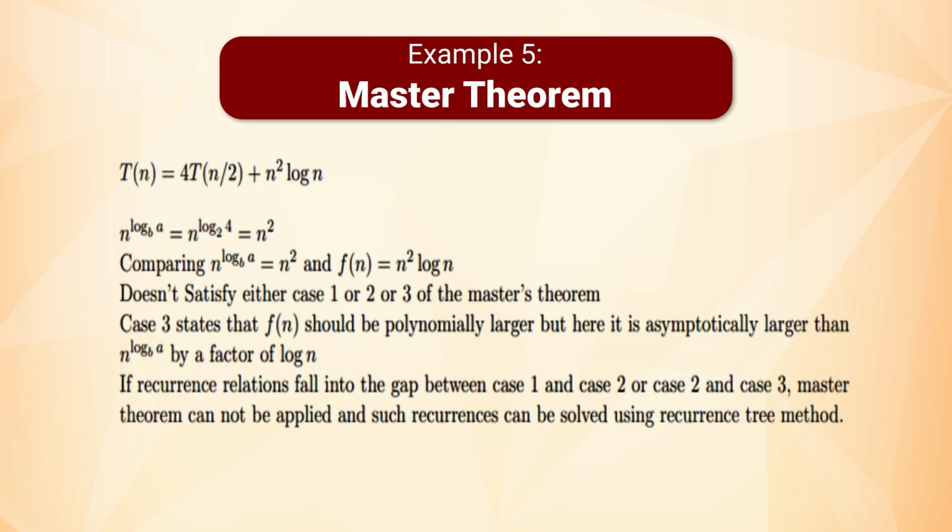Okay. In last example, in this example, this will be greater than like polynomial time, not the asymptotically larger. So, in case of asymptotically larger, we have to calculate through the recurrence tree method. So, this is all about your recurrences.